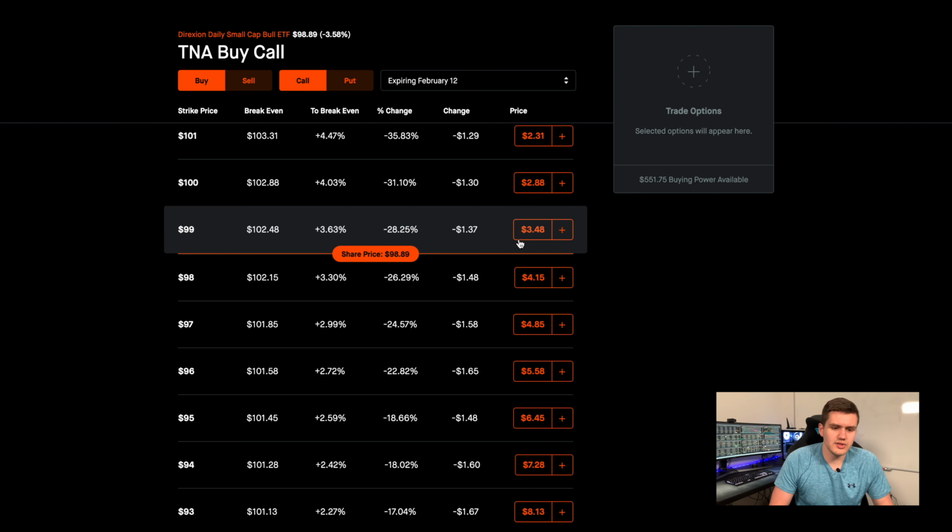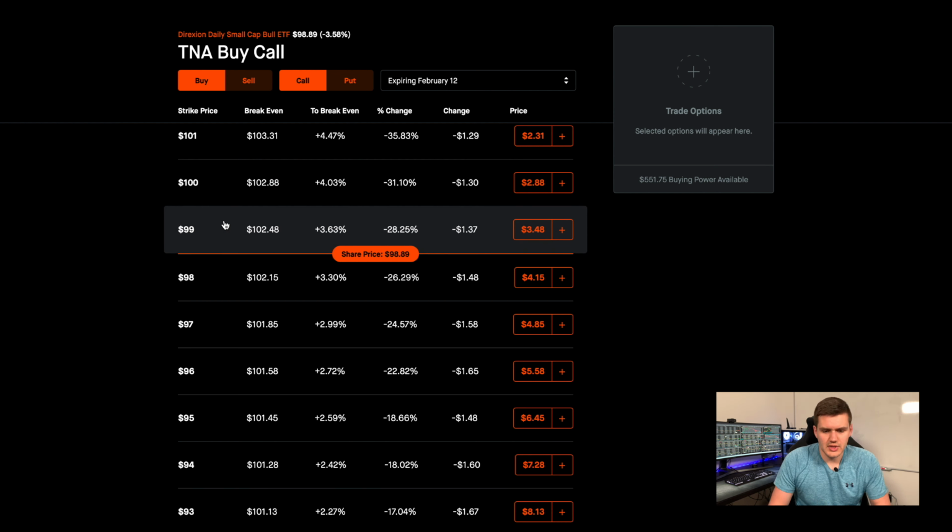Then I need to look at the break-even price. So I won't make a single cent until the underlying share price reaches above that threshold. So I won't make money until the underlying share is at $103.49 if I were to buy this option.